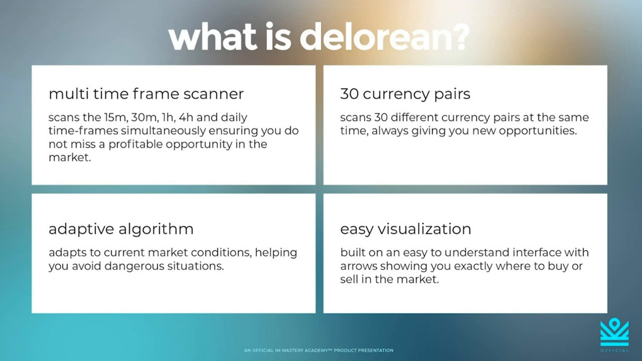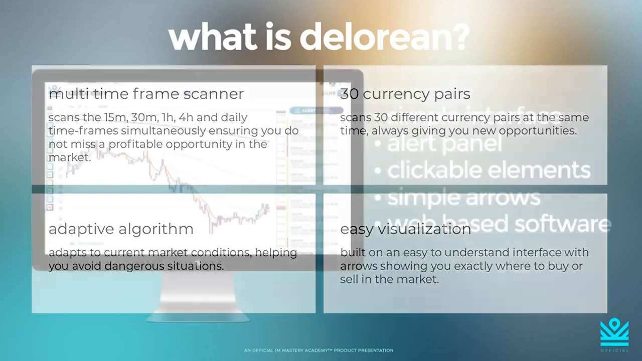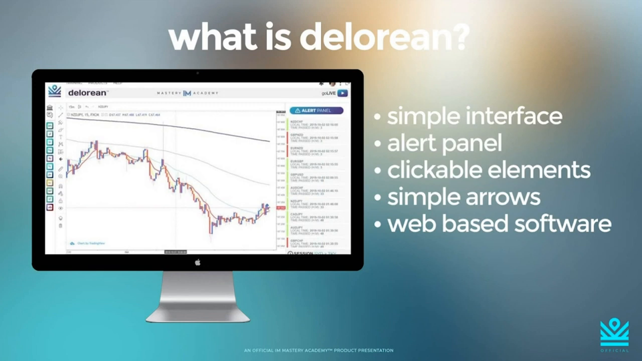Finally, it comes with an easy visualization that is easy to understand, easy to follow, and of course, ultimately helps us with our execution. So this is what it looks like. On the left side there, you're going to see that's the Delorean itself. That's what the interface looks like when you first log in. And I want to break it all down for you.